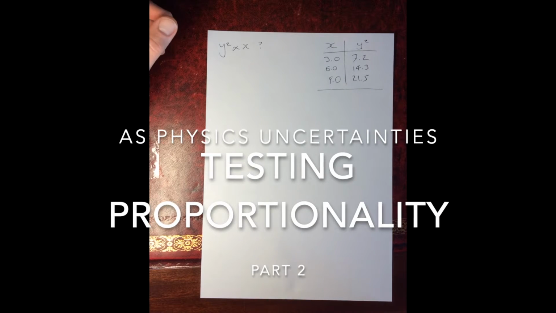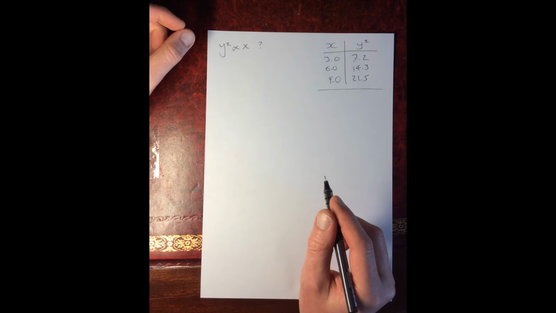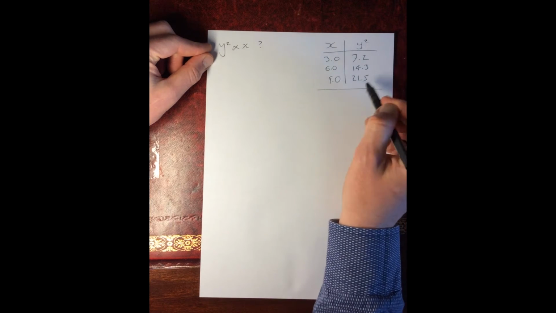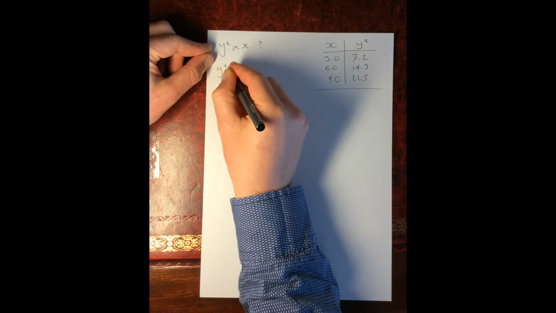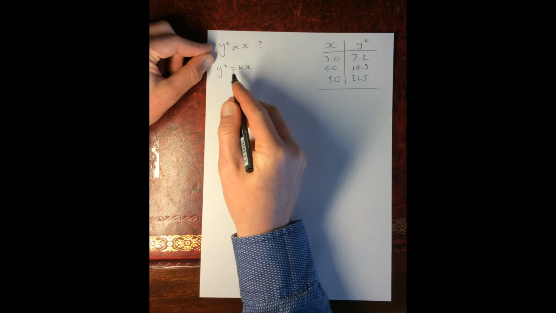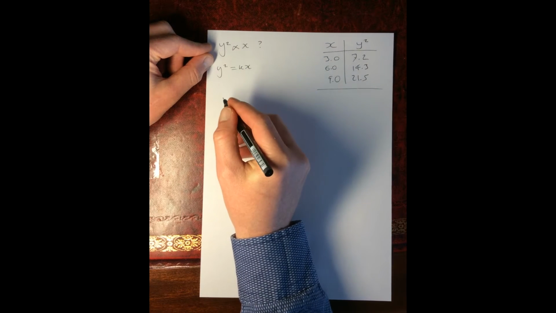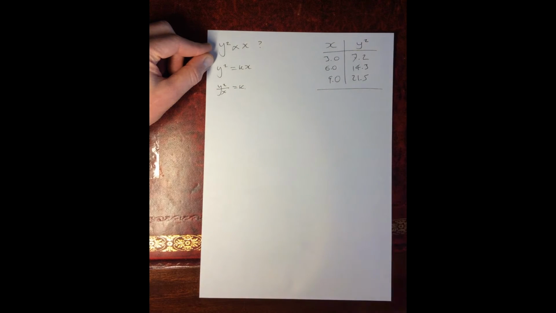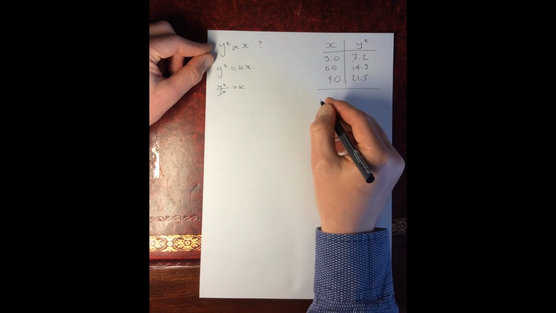Okay, so in this video we're going to talk further about proportionality. So the question here is: is y squared proportional to x? Here's our data. If y squared is proportional to x, we know that y squared should always be equal to a constant times x. So y squared over x should always equal a constant. So let's do some calculations.